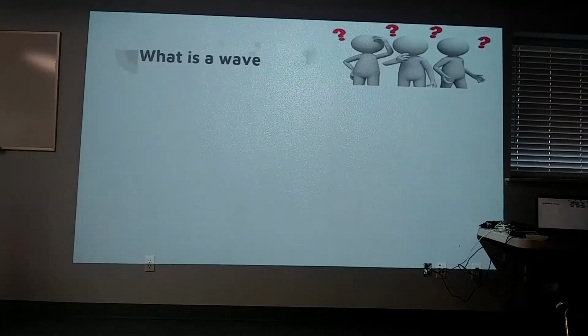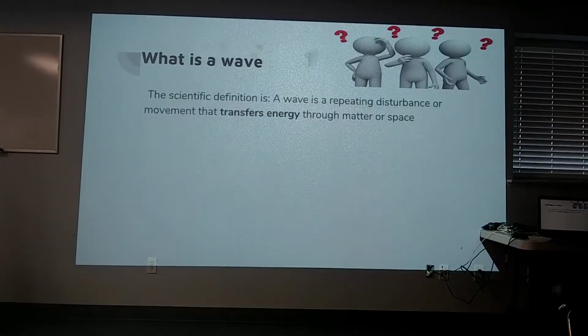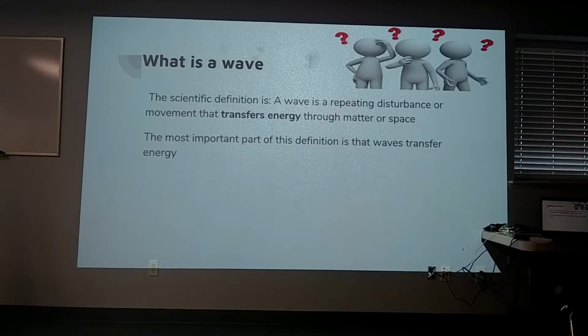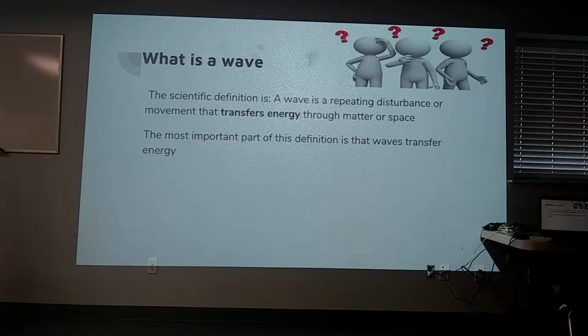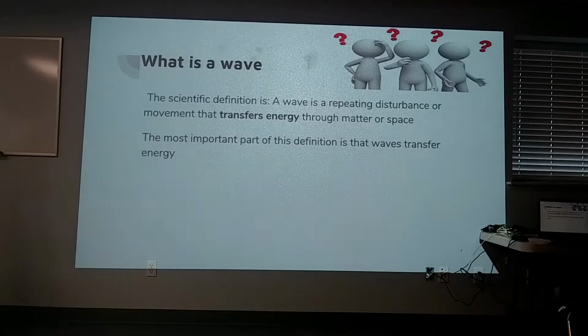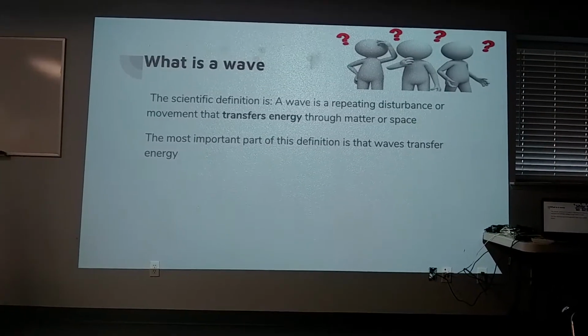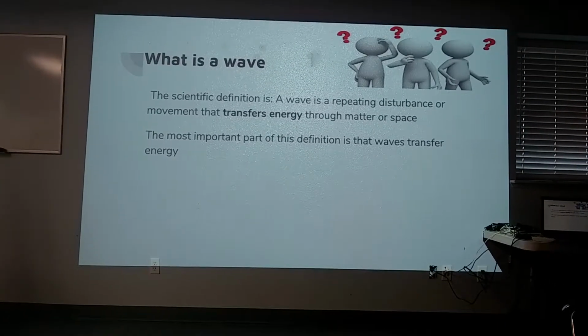By now you're probably wondering, what is a wave? The scientific definition is: a wave is a repeating disturbance or movement that transfers energy through matter or space. The most important part of this definition is that waves transfer energy. Waves are a transfer of energy.